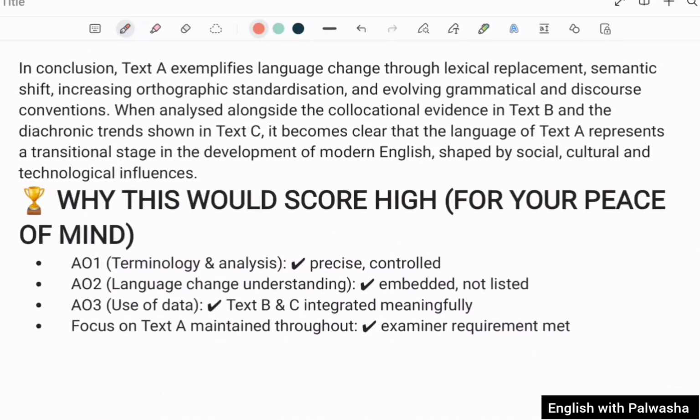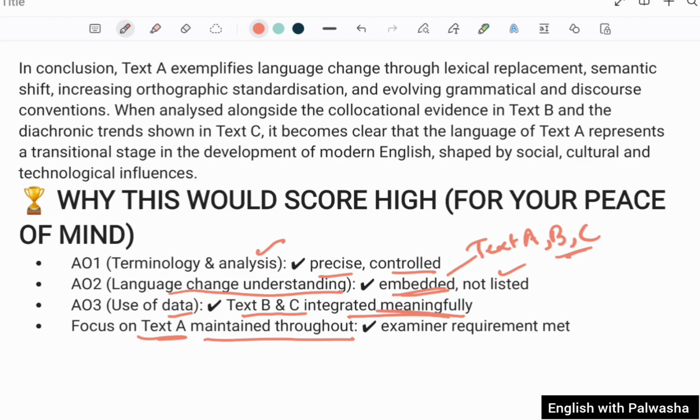Why would this score high? AO1 is assessment objective 1. Terminology analysis is there. It means precise, it's controlled. Assessment objective 2, language change understanding, embedded, not listed. It's embedded in between. According to text A, B, and C, I've commented on all three. Assessment objective 3, use of data. Text B and C integrated meaningfully, both of these along with text A. Focus on text A is maintained throughout. Text A means how English language has changed over time. So you cannot forget the main purpose. Has changed over time, right?